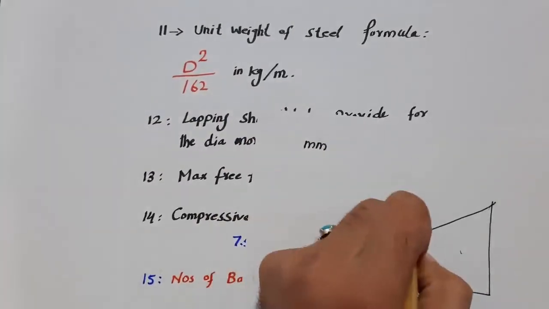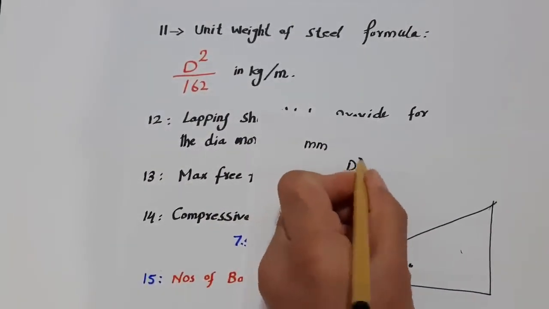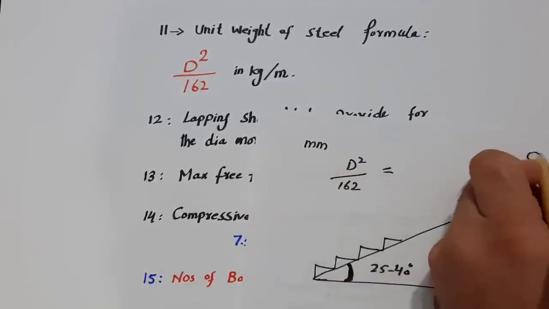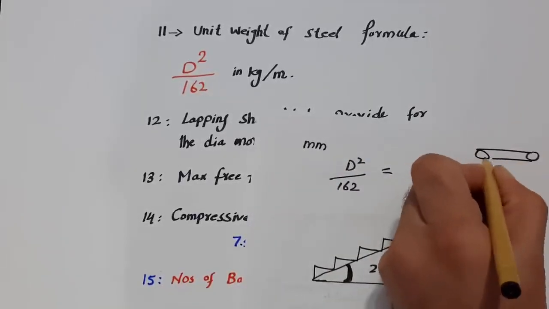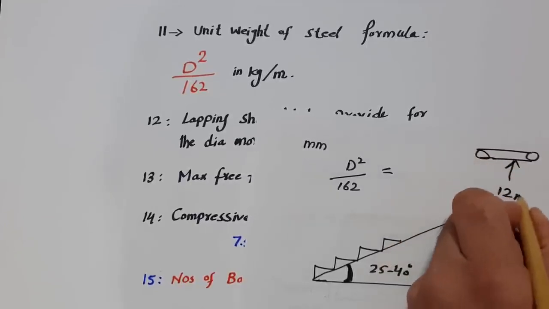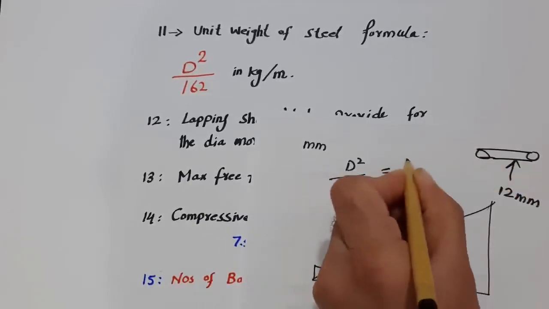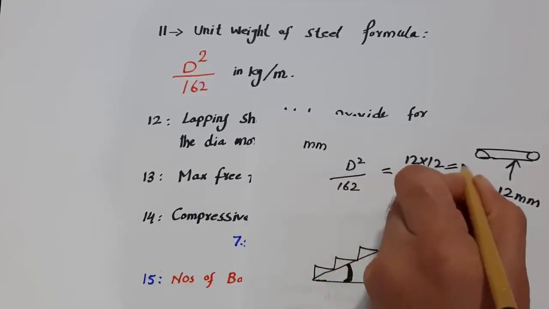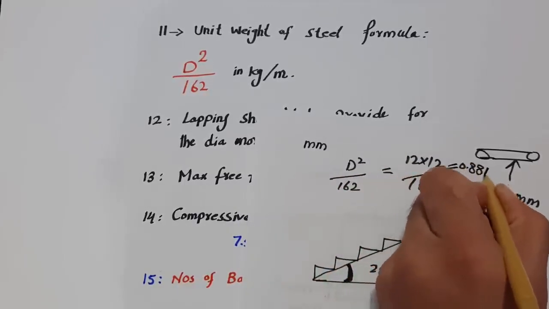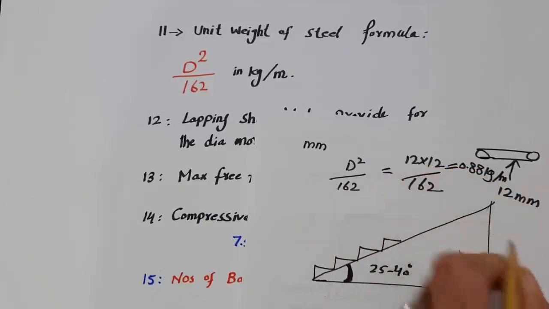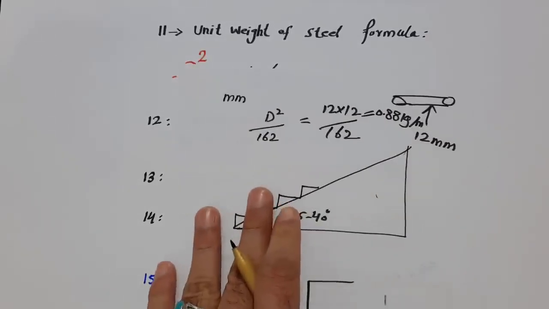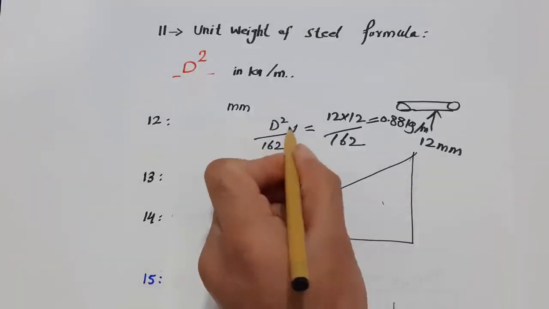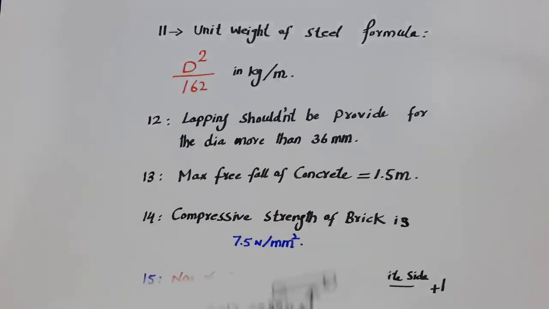For example, I am using the formula D square divided by 162. For a steel rod whose dia is 12 millimeter, the formula will be 12 multiply 12 divided by 162. So it will become 0.88 kg per meter. This is the weight of steel for 12 millimeter dia of steel rod. With the running length you can also multiply, right?